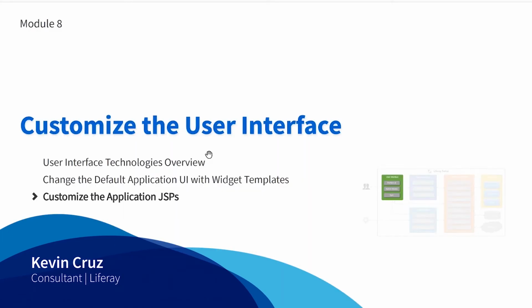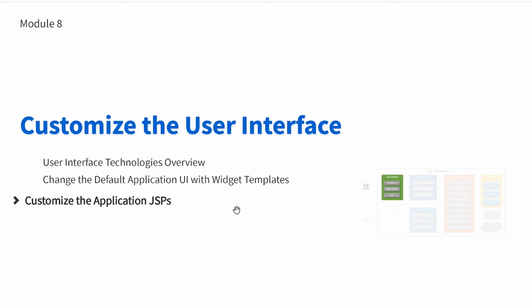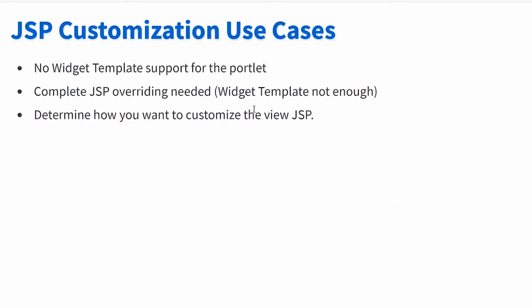Welcome back to the third iteration of our Chapter 8 on customizing the user interface. In this video, we're going to go over customizing the application JSPs. For JSP customization, there's no widget template support for the portlets. We have a complete JSP override that's needed, so widget templates won't do it for us. And we're going to need to determine how we want to customize that JSP.